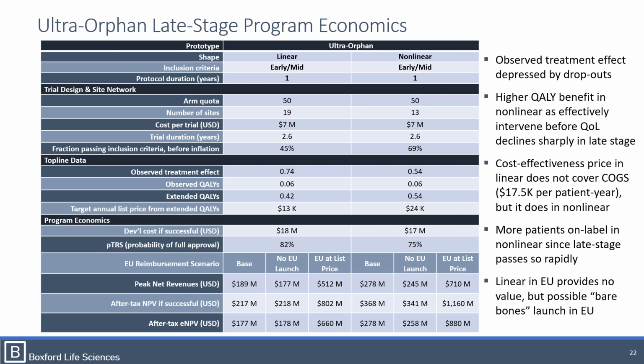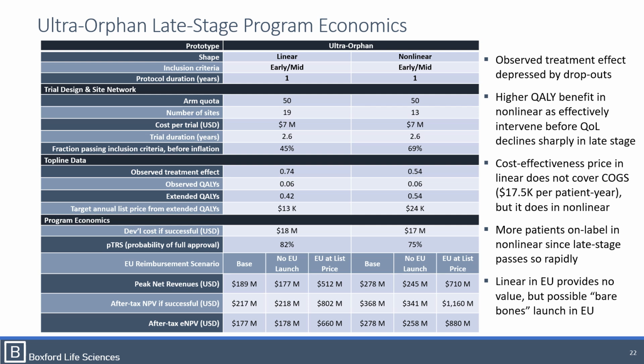Now, the nonlinear disease is different in interesting ways that have some immediate economic implications. The 2 main ways that we see across the board nonlinear disease is different is first, there's a greater fraction of patients that pass the inclusion criteria when you have restriction to this early and mid stage of disease. And that's because in linear disease, patients proceed to that late stage so quickly, they just remain longer in those earlier periods of disease.